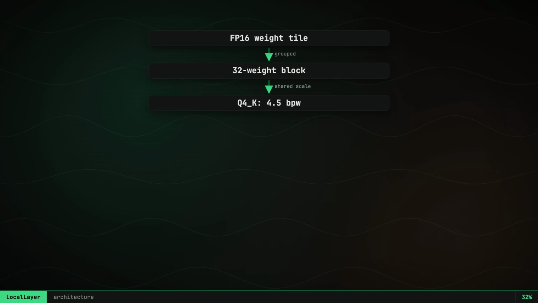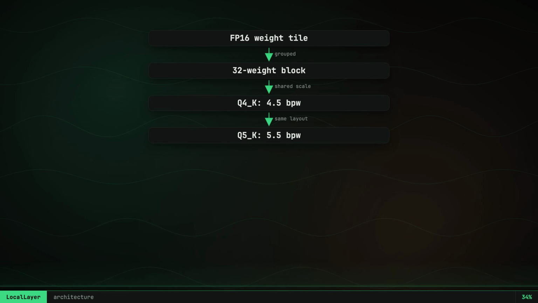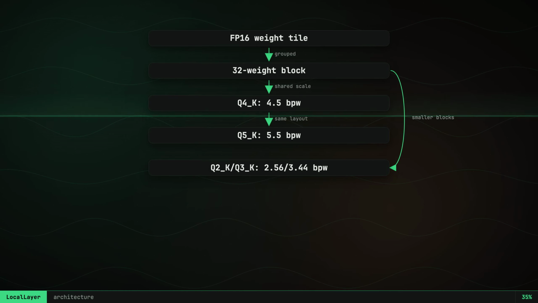2.625 and 3.4375 bits. Q6_K also uses 16 weight blocks, but with 8-bit scales, landing at 6.5625 bits. That shared scale is what lets each weight get away with so few bits. The expensive full precision number gets paid once per block, not once per weight.